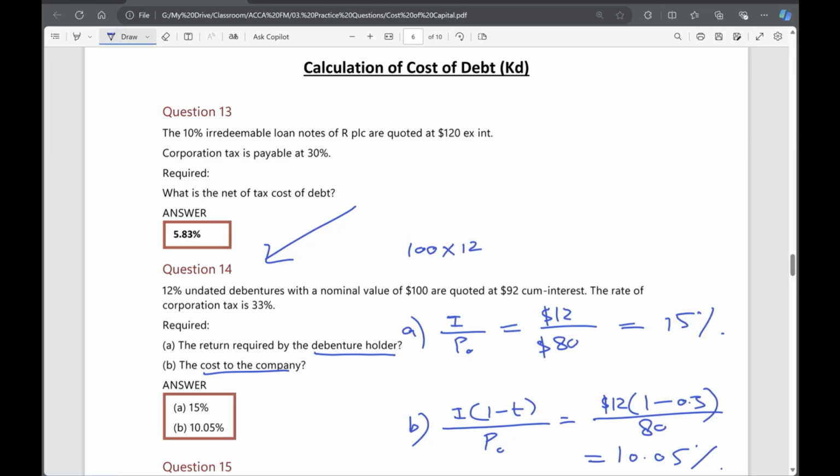Okay, so we learn in case of irredeemable debt, that is the way to find the cost of debt and the required return of the bondholder. The tax rate is 0.33, yes, it's 33%, so it should be 0.67. 12 multiplied by 0.67.